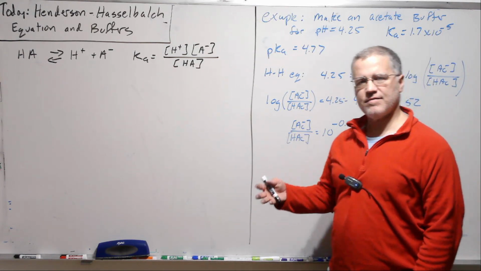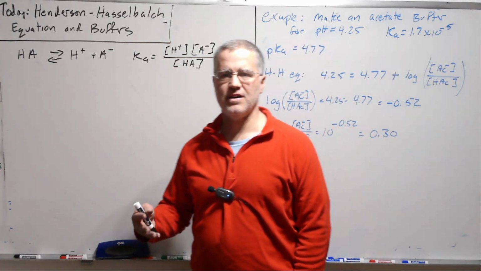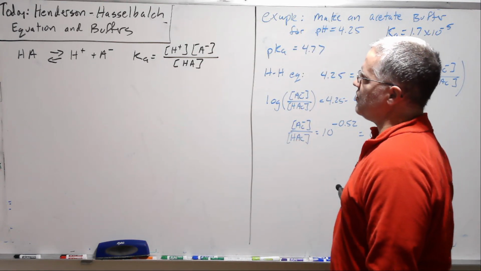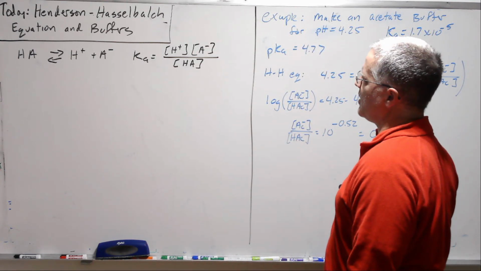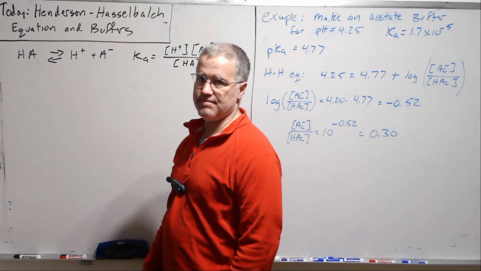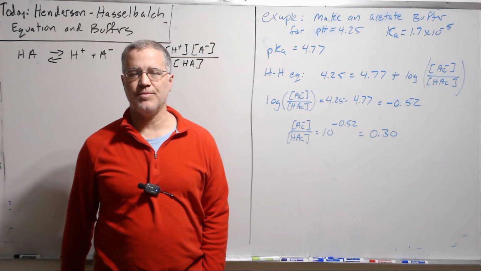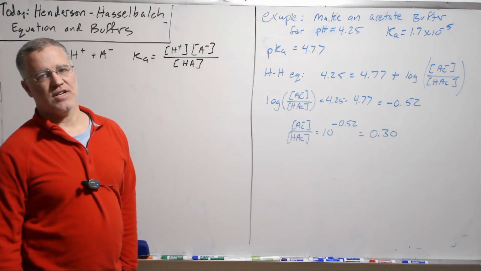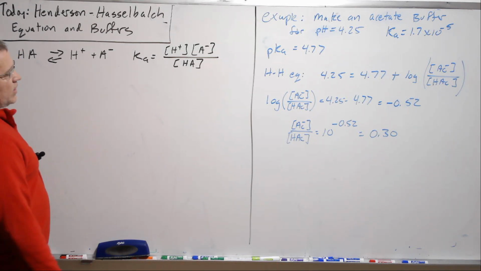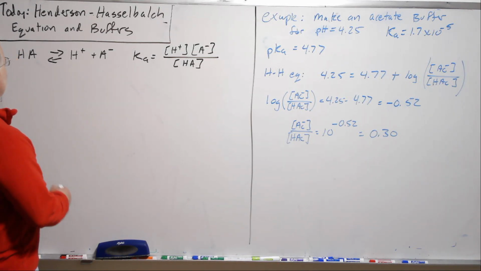So this will be a relatively short video, and we'll see how we get this very valuable equation, the Henderson-Hasselbalch equation, used very often in biochemistry, in the laboratory. In a biochemistry laboratory, you're making buffers all the time. So Henderson-Hasselbalch, very, very important. So let's derive this equation. That's what we'll do first, and then we'll look at an example.